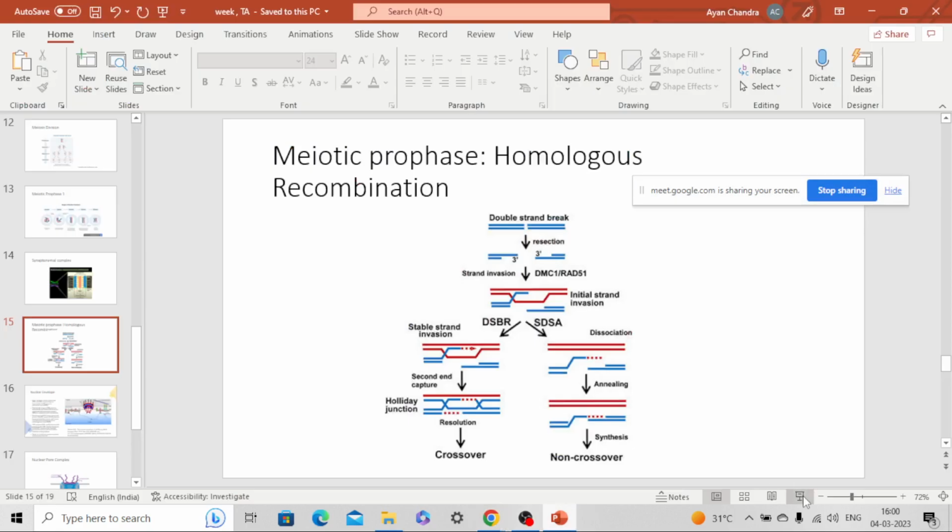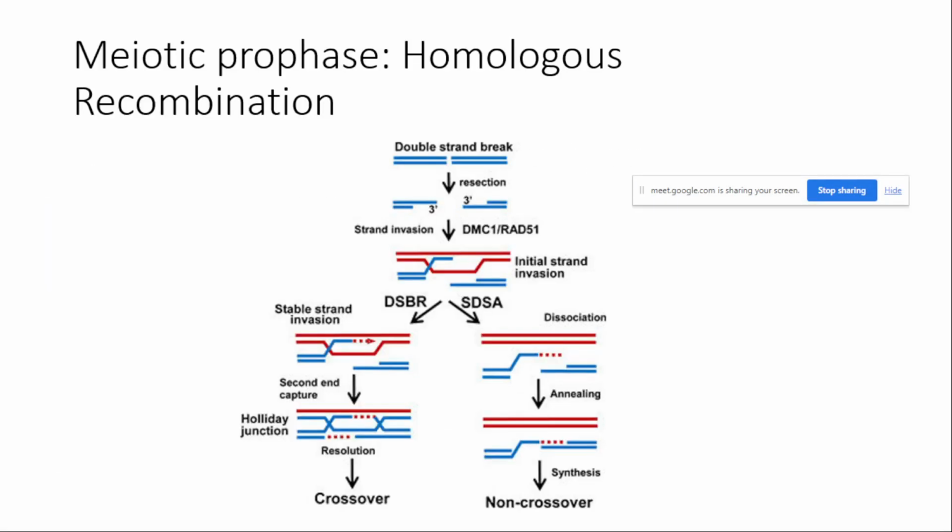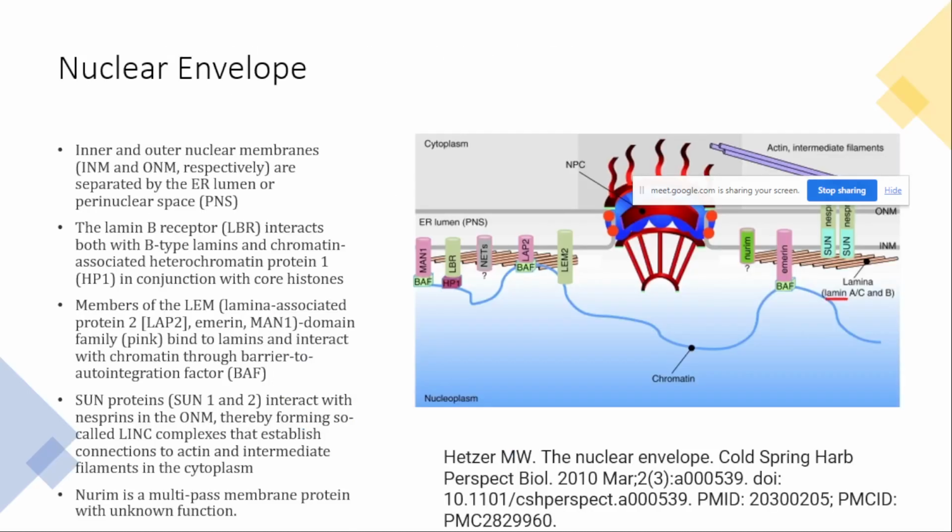Okay, so we got the meiotic process of homologous recombination. Two kinds of homologous recombination we found. Okay, so now the nuclear envelope.